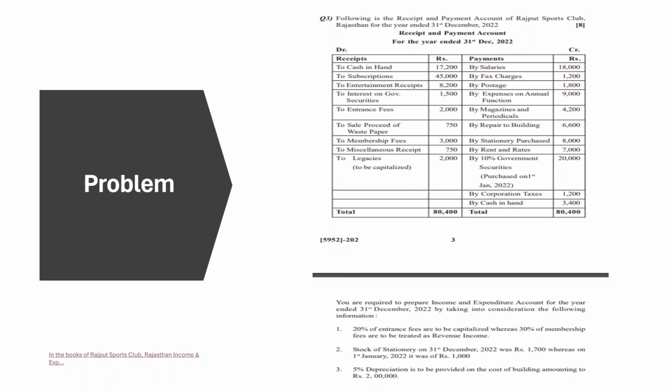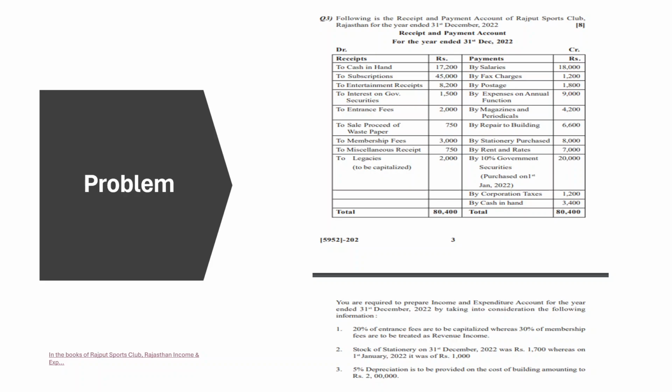And what is told? You are required to prepare the income and expenditure account for the year ended 31st of December 2022 by taking into consideration the following information. Okay, there are three adjustments mentioned. Number one, 20% of entrance fees are to be capitalized, whereas 30% of membership fees are to be treated as revenue income. This is adjustment one.